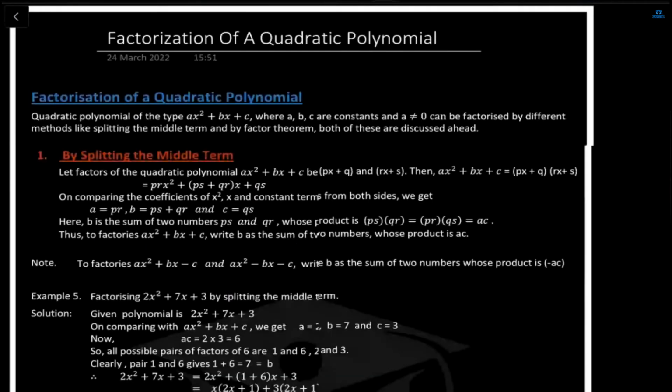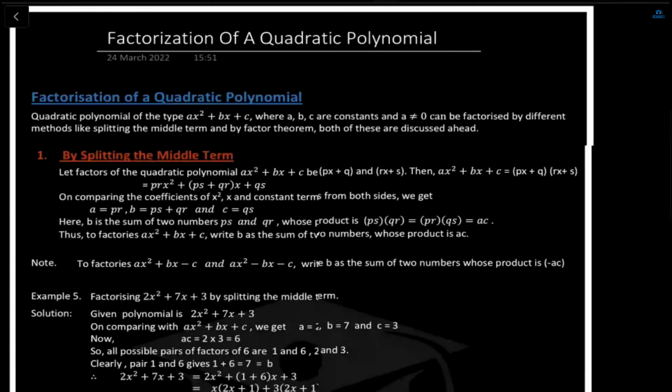Now, as you understood about the factor theorem, let's see factorization of a quadratic polynomial. When we are factorizing a quadratic polynomial, the question will not tell you that. By looking at the polynomial only, you can tell whether it is a quadratic, cubic or linear polynomial.